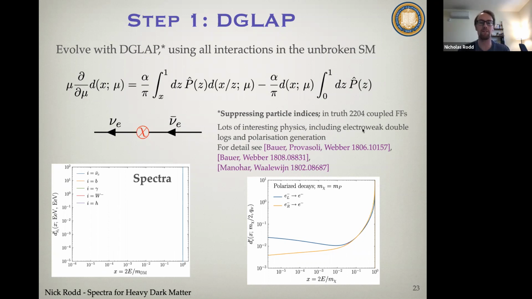And people have thought about this. And actually, indeed, what we do in our work is rely on results that have been developed earlier, in particular by my collaborators, Christian and Brian, and also a student, Davide Provasoli. So in these works here, what they were doing was that they were calculating the fragmentation functions, including the full unbroken standard model, but their motivation was thinking about what you would see at a 100 TeV collider, where we actually know that a lot of the same electroweak effects that are relevant for this heavy dark matter will also be relevant for the observations there.